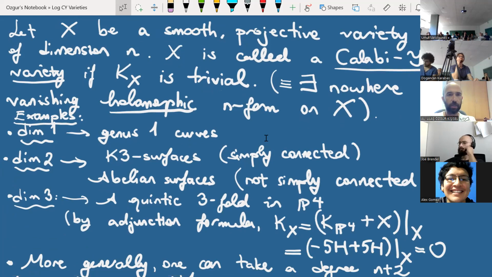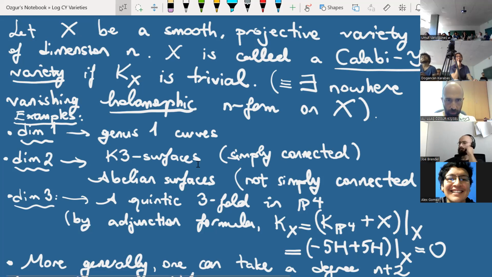Some examples. In dimension one, you could look at genus one curves, which are C modulo lambda for some lattice lambda. So they obviously carry a holomorphic nowhere vanishing form. In dimension two, you have K3 surfaces, where one definition would be having trivial canonical class and being simply connected. If you also want non-simply connected examples, you could look at abelian surfaces, again similar to the dimension one case. This time you have to take C squared modulo some full lattice lambda. Again, these would carry holomorphic two-forms.